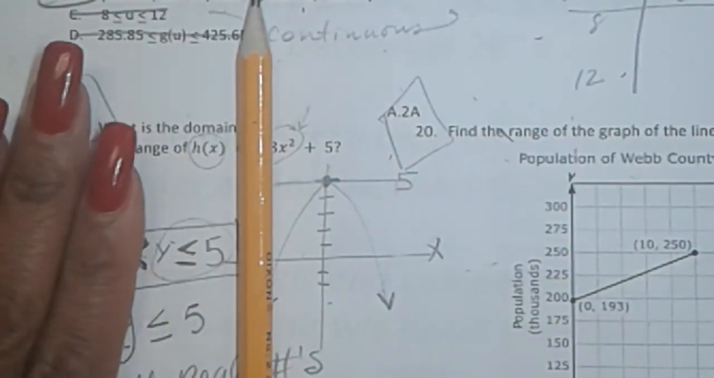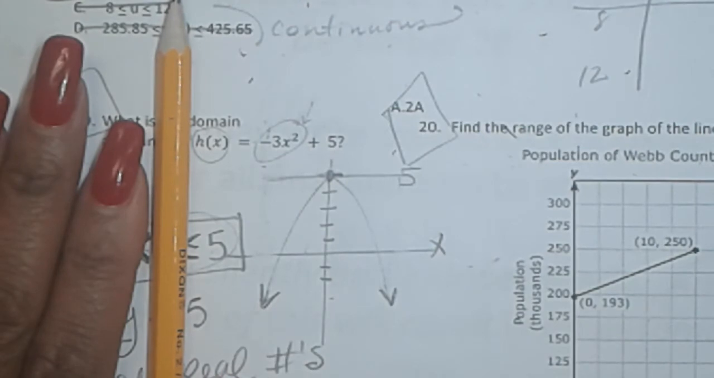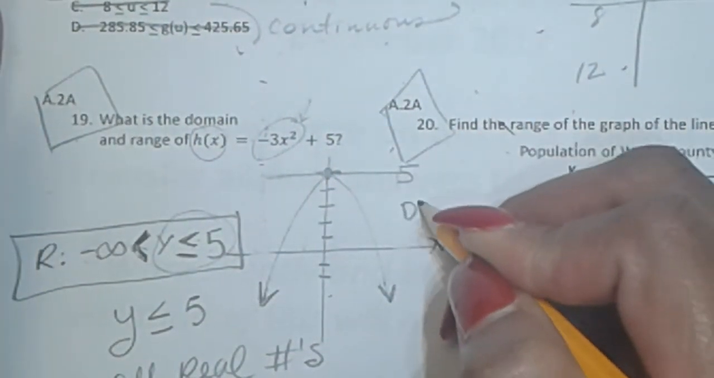Can I draw a line here? No. Here? No. It's still going. Here? No. That line continues on. So what does that mean? All real numbers for the domain.